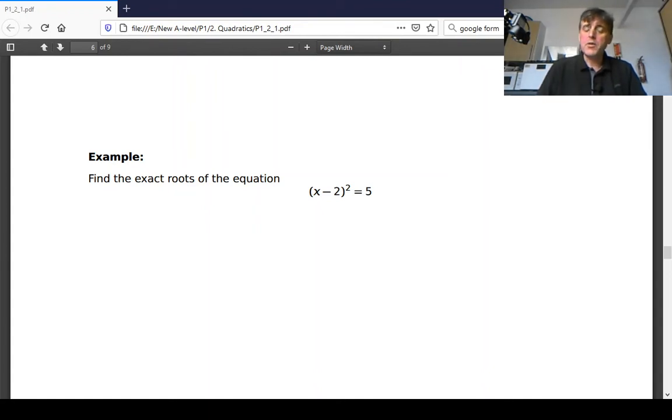However, there are certain quadratic equations which we might not need to use the formula or factorizing, because we may just be able to rearrange the equation to get our roots straight away. Let me show you an example of the kind of thing I'm talking about here. On the screen I've got an example which I'm just going to go through quickly to show you what I mean.